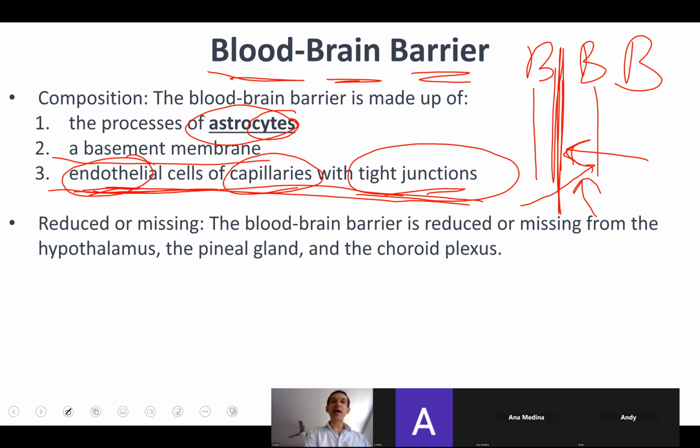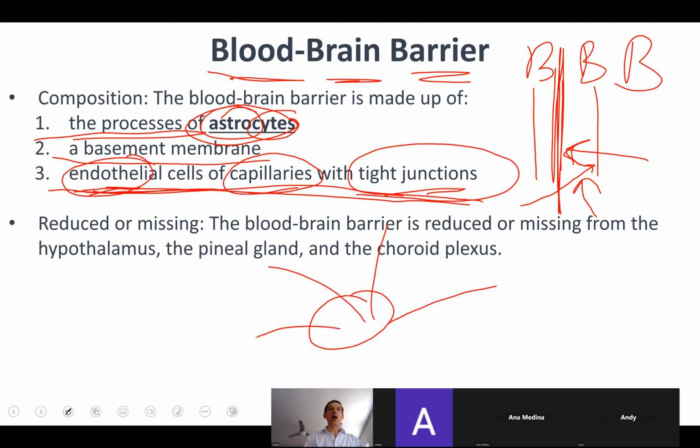Cytes means cells. Astros is given to those cells because they do look like stars a little bit. I'll show you a sketch on the next slide. These processes, and whenever you see processes, it just means something coming out, often look like feet. We call them astrocytic foot processes, or end-feet processes, of astrocytes, okay? So this is how the blood-brain barrier is made.